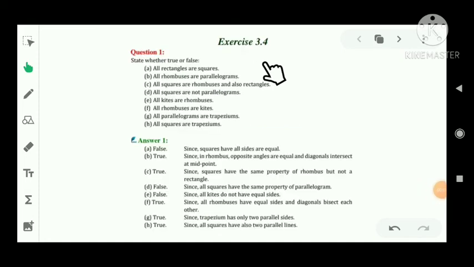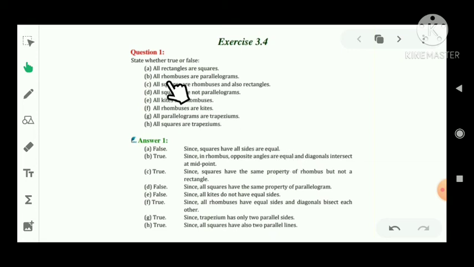Now student, let's see exercise number 3.4. In this question you only have to state whether they are true or false. Let's see the A part. All rectangles are squares. As you know, students, in a rectangle opposite sides are equal to each other, and in a square all sides are equal. So it will be false because in a square all sides are equal.